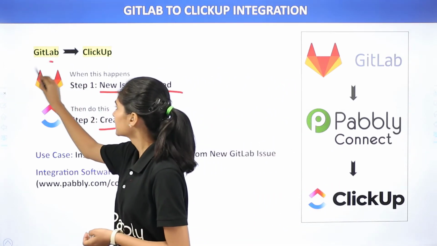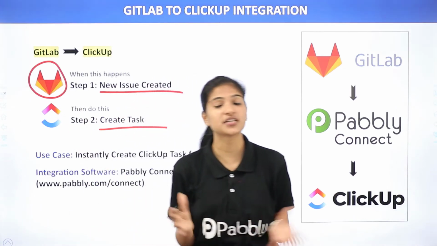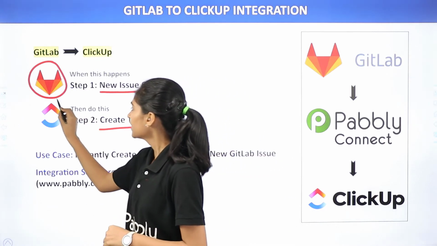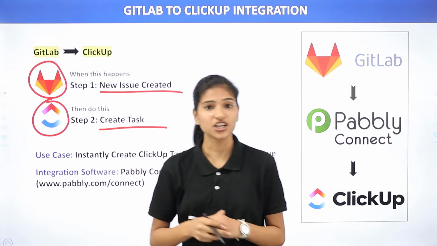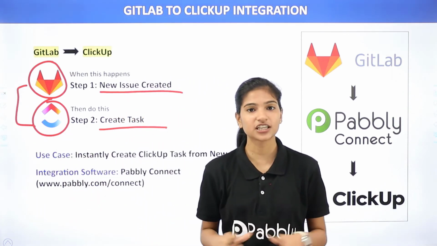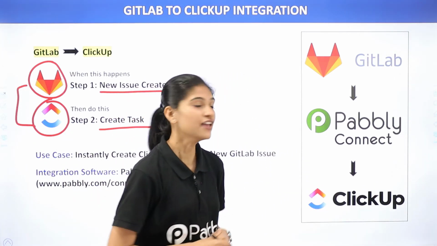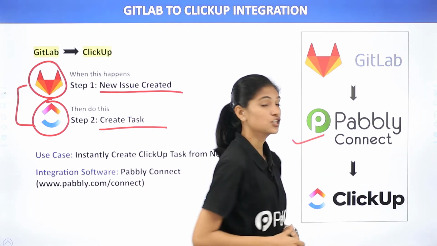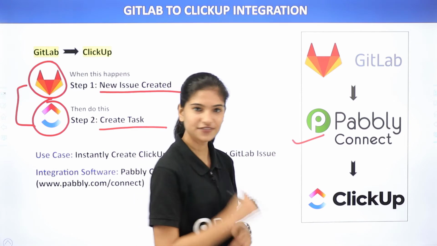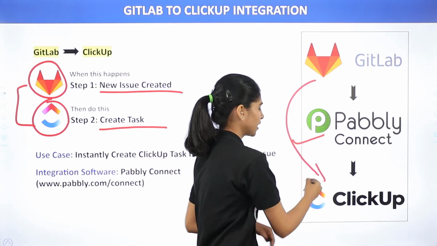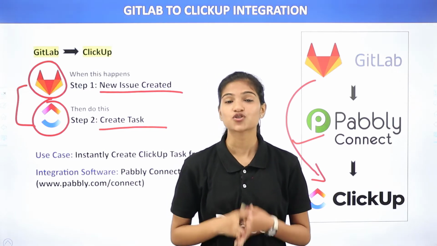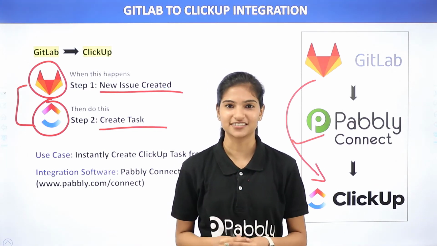So GitLab is a developer's platform where professionals come together and work in different projects, whereas ClickUp is a project management tool. The issue here is that these two software applications don't have any integration between them, and that is why we are going to use Pabbly Connect. So Pabbly Connect is an integration software which will help you to transfer data from GitLab to ClickUp. The best part here is you don't require any knowledge of coding. So let me show you this on my screen.